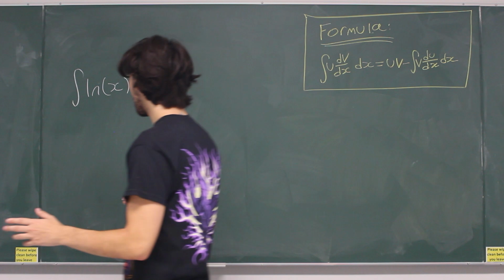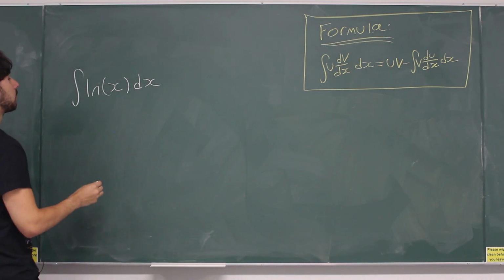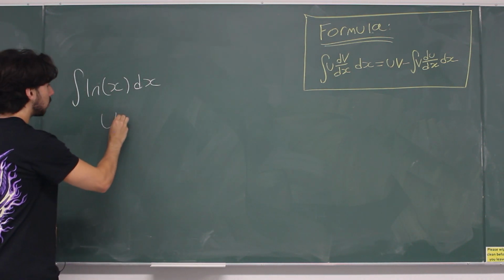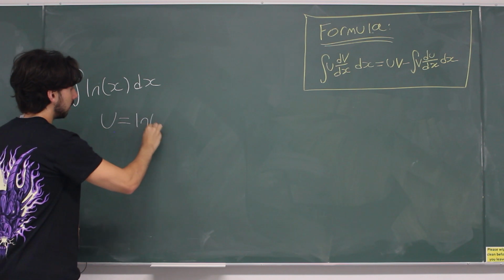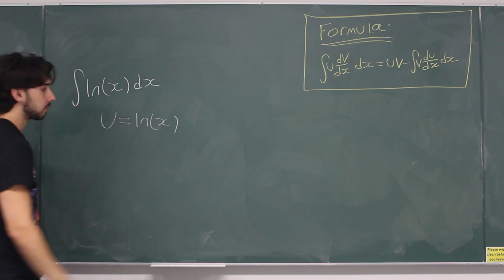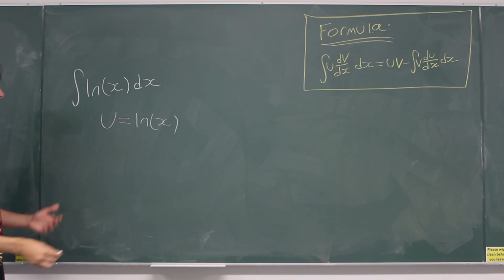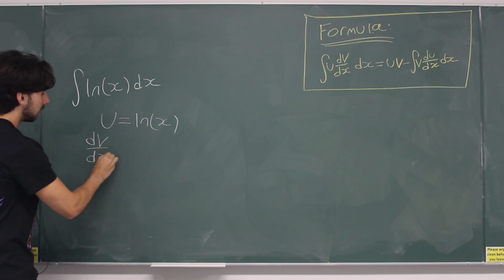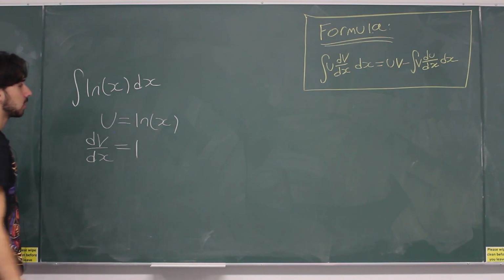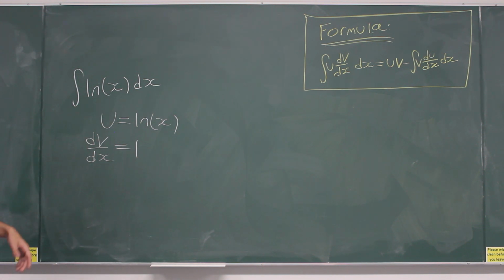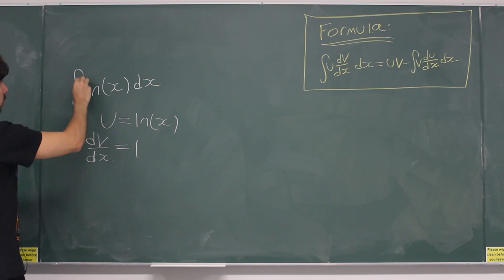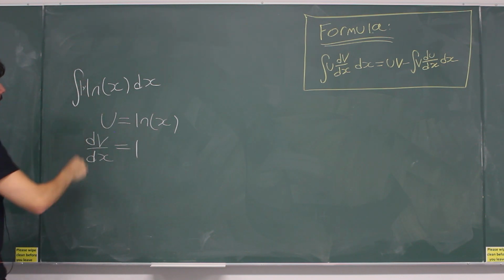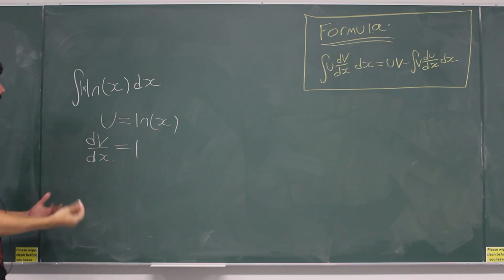So what we're going to do, believe it or not, is we're going to let u equal the natural log of x. That's maybe the obvious part. But we're going to let dv dx equal the number 1. So we're just pretending, but we're thinking about the natural log of x as 1 multiplied by the natural log of x, which is true, it is.